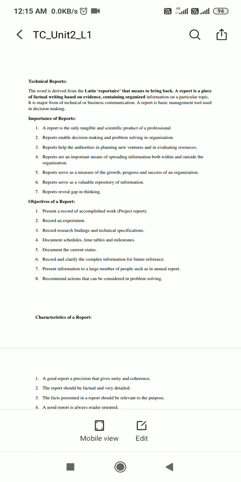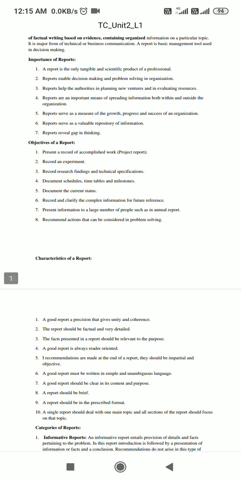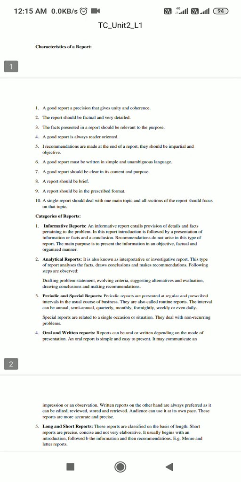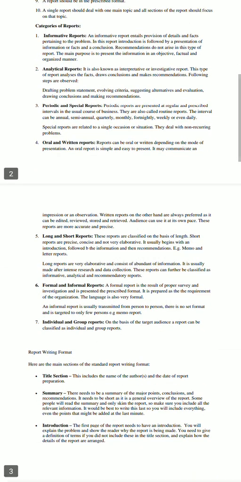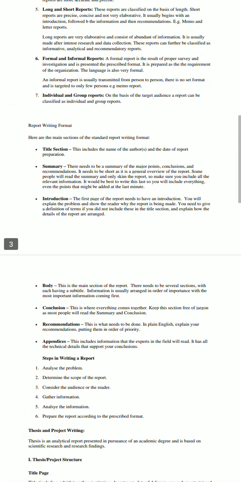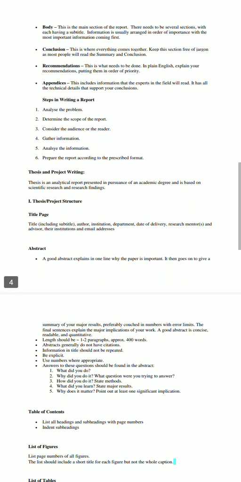This is Technical Communication Unit 2 notes of Lecture 1. Topics are technical reports, importance of technical reports, objective of a report, characteristic of a report, categories of reports, report writing format, thesis and project writing.